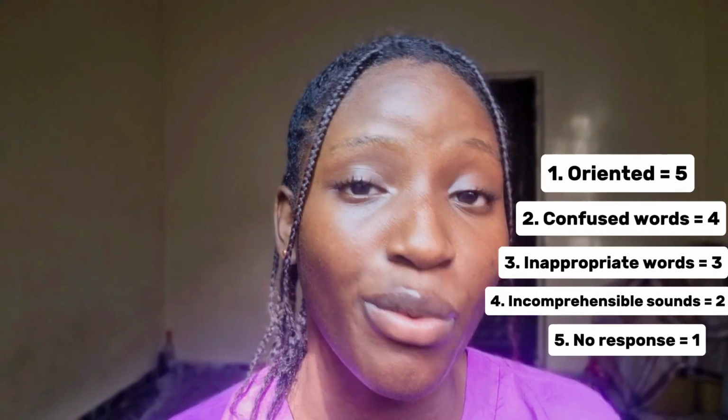So let's go through verbal response again. For oriented speech, you're going to give 5. For confused words, you're going to score 4. For inappropriate words, you're going to score 3. Incomprehensible sounds, you're going to score 2. No response at all, you're going to score 1. That's for the verbal components.